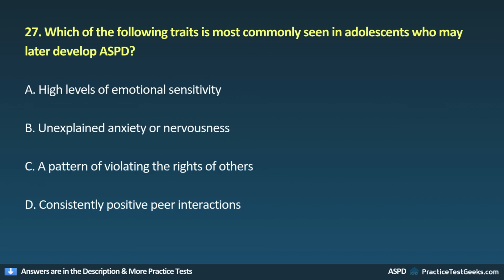27. Which of the following traits is most commonly seen in adolescents who may later develop ASPD? A. High levels of emotional sensitivity. B. Unexplained anxiety or nervousness. C. A pattern of violating the rights of others. D. Consistently positive peer interactions.